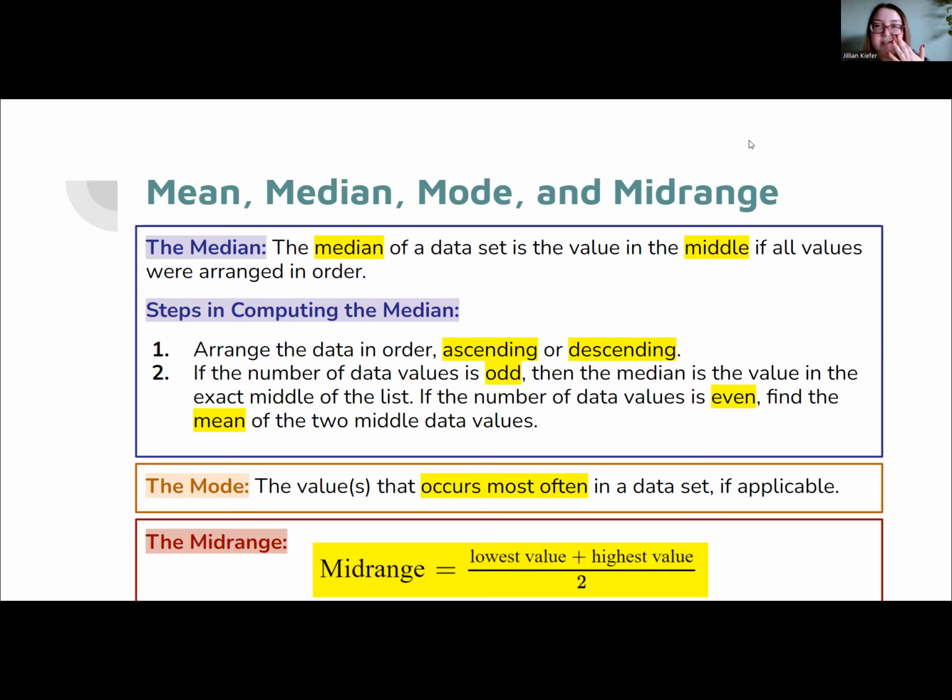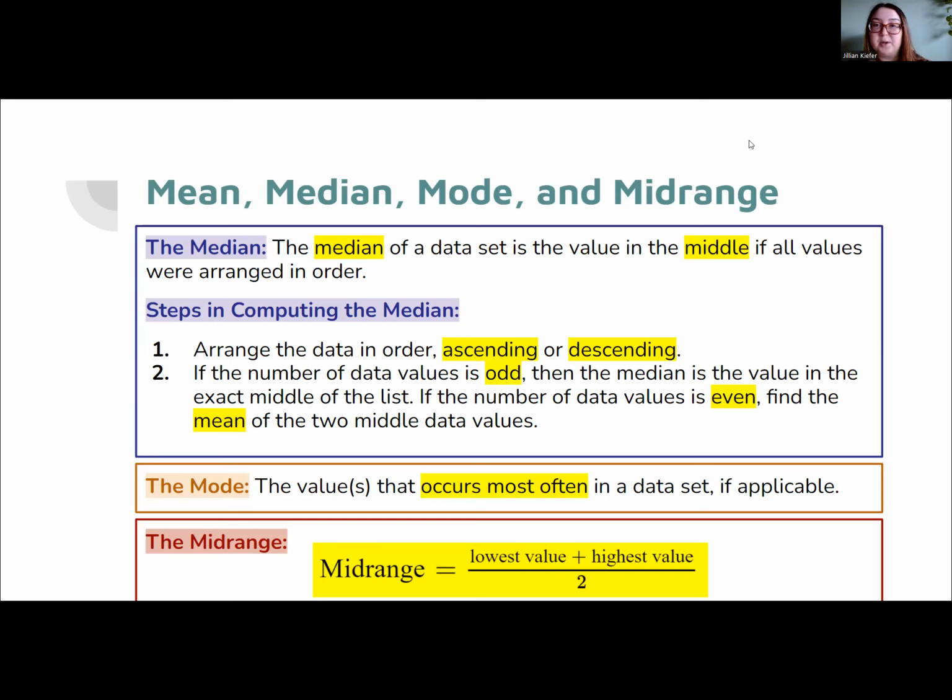If the number of values is odd, then it's just the one in the middle. Then we have the mode. The mode is the value or values that occur most often in a data set, if it's applicable. If every number only shows up once, then there is going to be no mode. You are not guaranteed a mode in every data set, but if a value does occur more than once, we call that the mode.